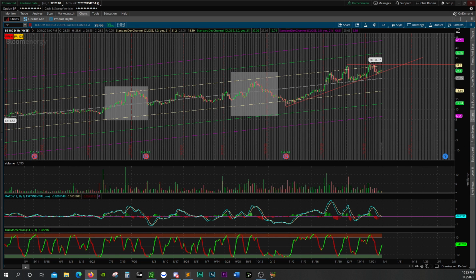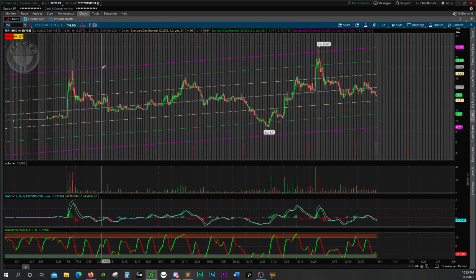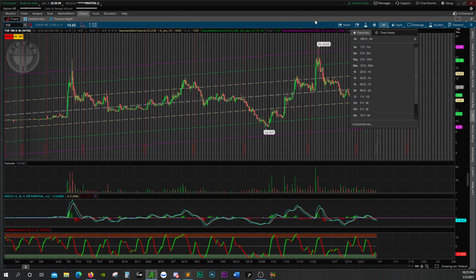All right, let's see. I'm sorry, which stock was that? BE. Thank you. You're welcome. So I did go over Workhorse. So look at FSR, I think it's First Solar. No, that's Fisker. Let's see, we're on the 180.